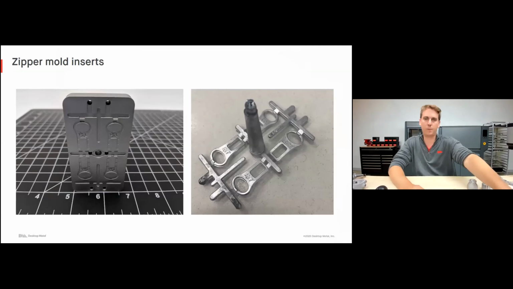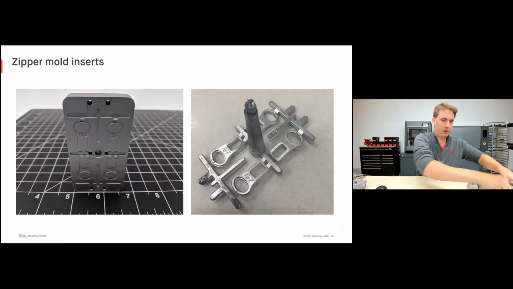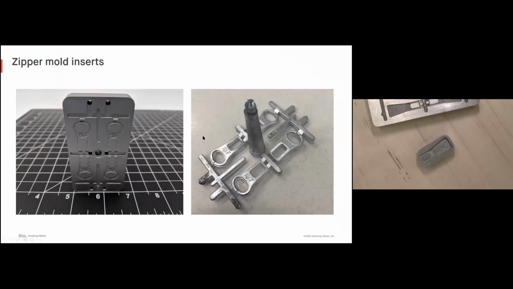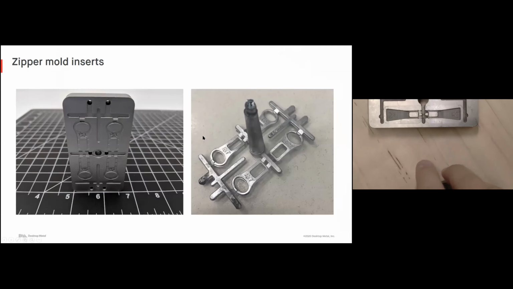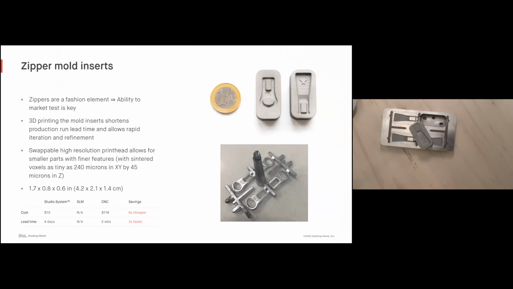Zipper mold inserts, more parts that are produced out of H13. I have one of them here with me today. I'll actually flip back over to my overhead camera. I'm going to be flipping back and forth. I want to make sure everyone has the best view possible. But you can see here, this is a zipper mold insert. This is actually used for zinc die casting operations of zippers, produced in H13.